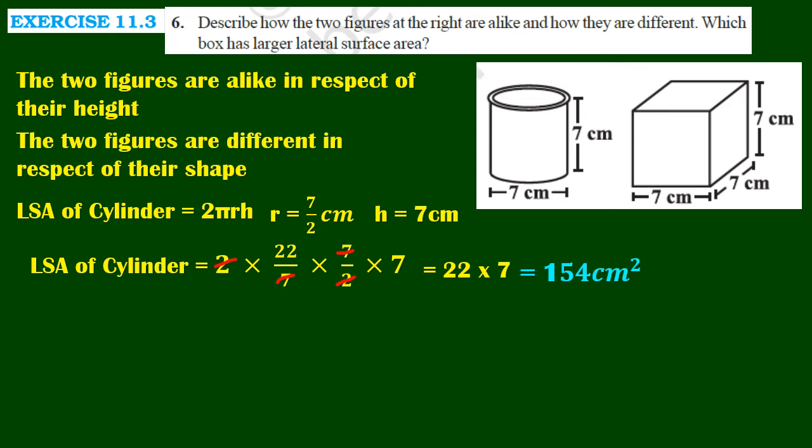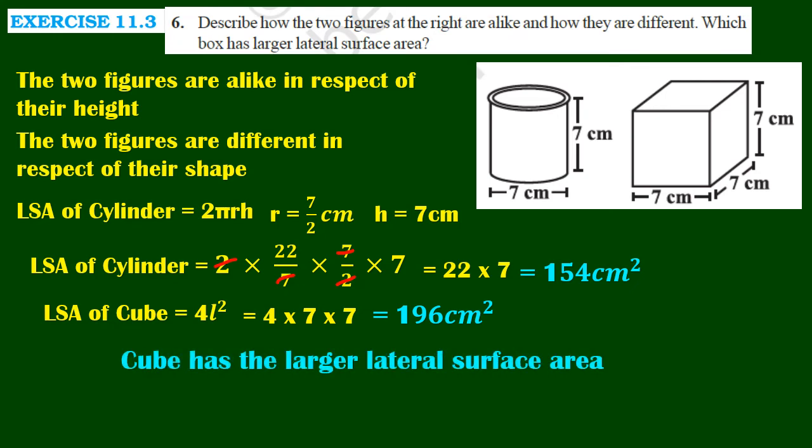Now let us find LSA of cube, which is equal to 4L square. So that is equal to 196 centimeters square. So which box has larger lateral surface area? Of course it is the cube.